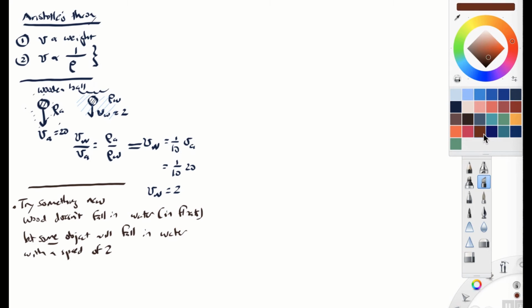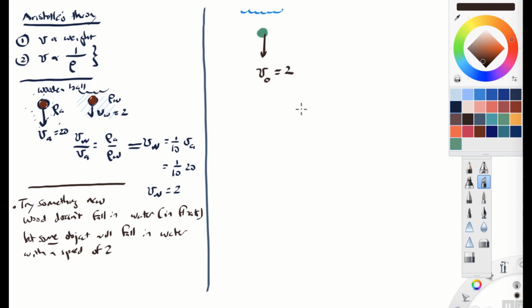So if these two objects, just to color code them, these are the wooden objects. So that's wood and that's wood. Okay. And there's going to be some other object. Oh, maybe I'll make it yellow. Okay. If I drop, there's going to be some object that will fall in water with the speed of 2. We don't know what it is quite yet. Well, maybe I'll make it a green object. There's going to be some object that when you drop it in water, it will fall with a speed of 2. So this is the velocity of some other object, O. And that will fall, let's say, with a speed of 2, right? This object is going to have to be denser. It must be denser, have a greater specific gravity than wood.